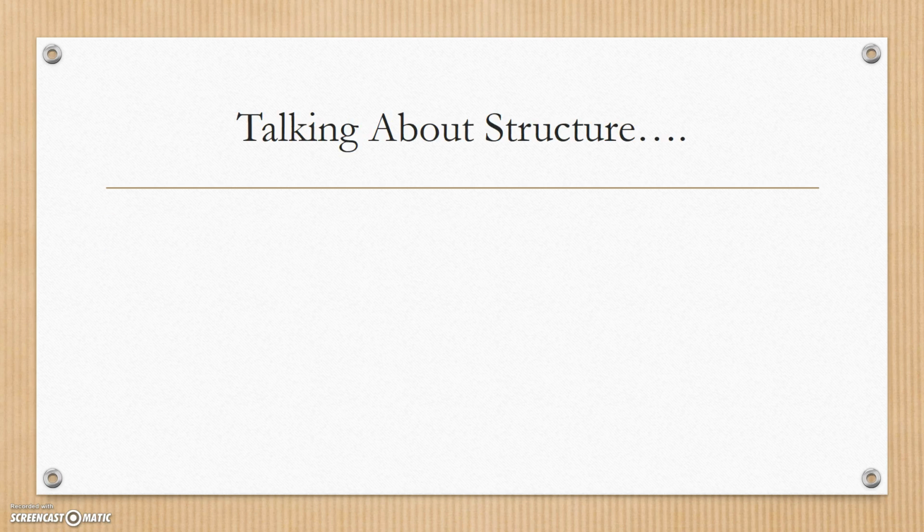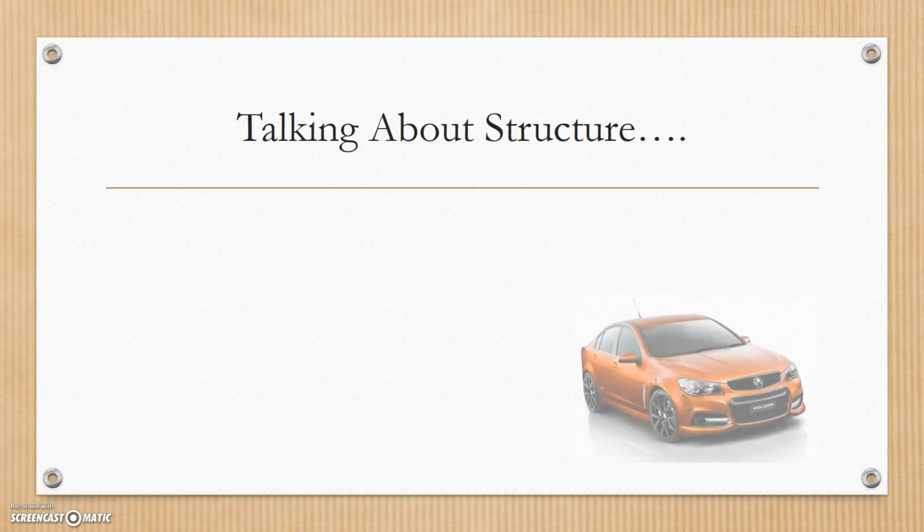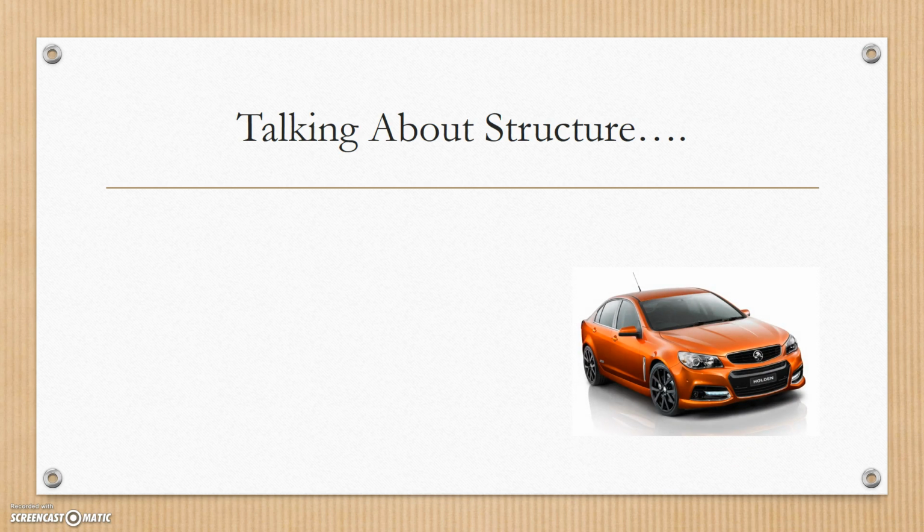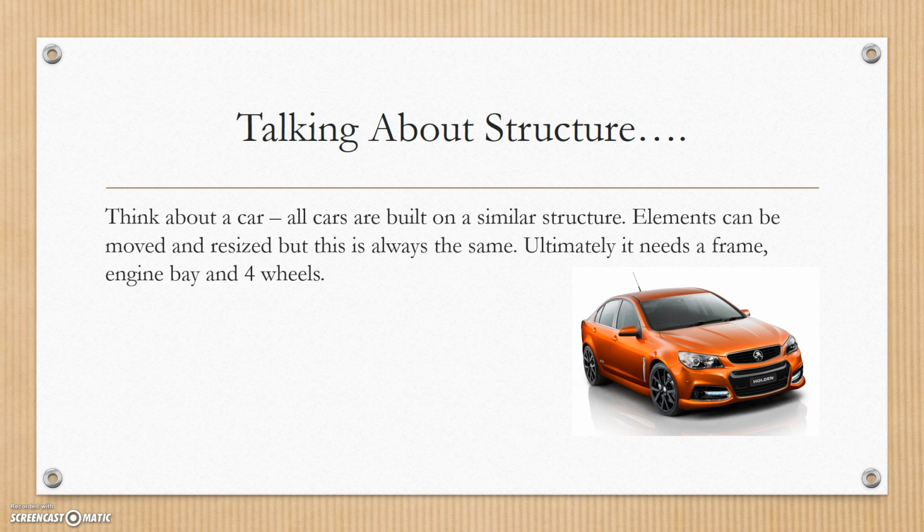Whilst we're talking about structure, let's think about this in terms of a car. All cars are built on a really similar structure. Elements can all be moved, they can be resized, we can change the mirrors, we can change the bumpers, and we can do little additions to the car which makes it unique. But ultimately a car is still a car. It still needs its frame, it needs its engine bay, and generally it needs four wheels, unless we're talking about a Robin Reliant.